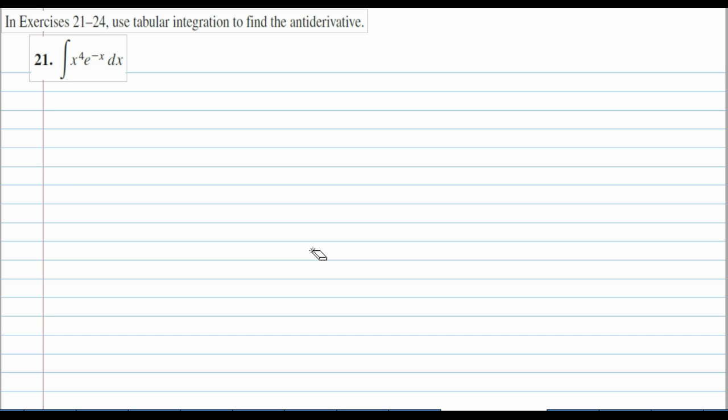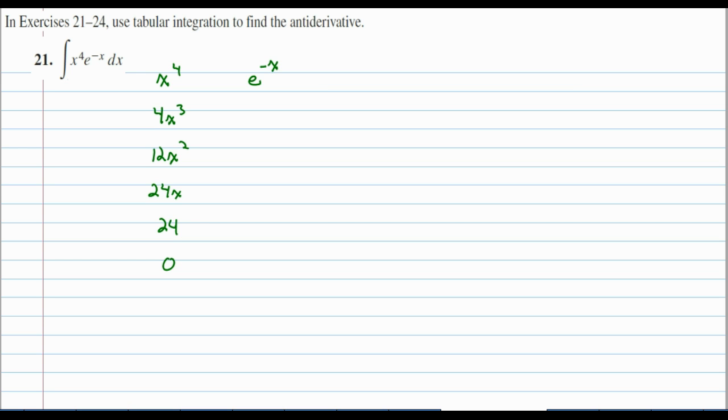That's good. So I am going to make u x to the fourth and dv e to the negative x. So if u is x to the fourth, I'm going to take as many derivatives as I can of x to the fourth. My first derivative is 4x cubed, then 12x squared, then 24x, then 24, and then finally 0. And now I'm going to list out as many antiderivatives of e to the negative x as I can, so be careful.